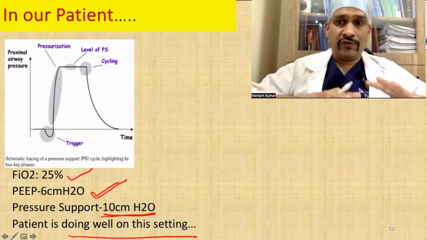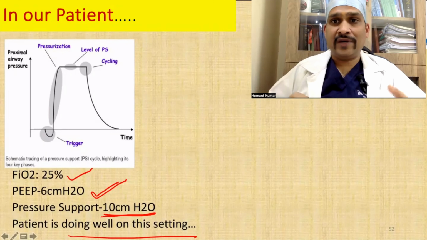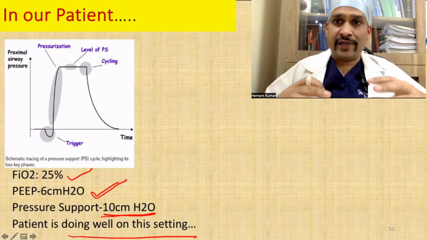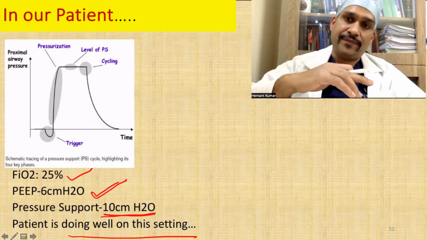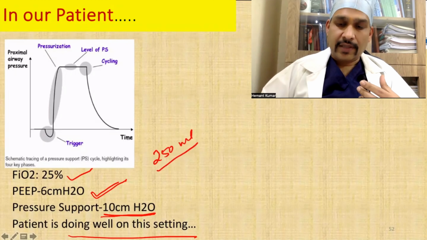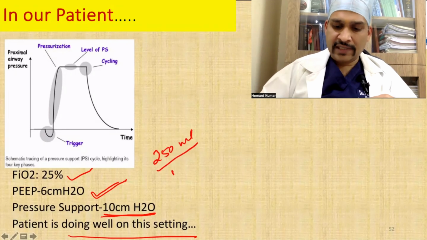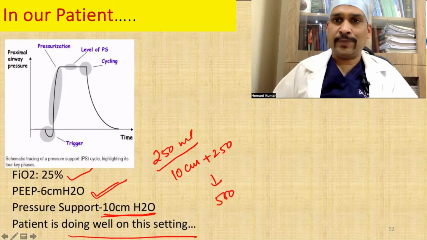So the patient was doing well on pressure support ventilation, which means the patient was taking his own breath and the ventilator was supporting only, like in NIV. So say for example, the patient is taking 250 ml and the ventilator is supporting 10 centimeter of water, which means another 250 ml to become 500 ml. So this is pressure support ventilation.